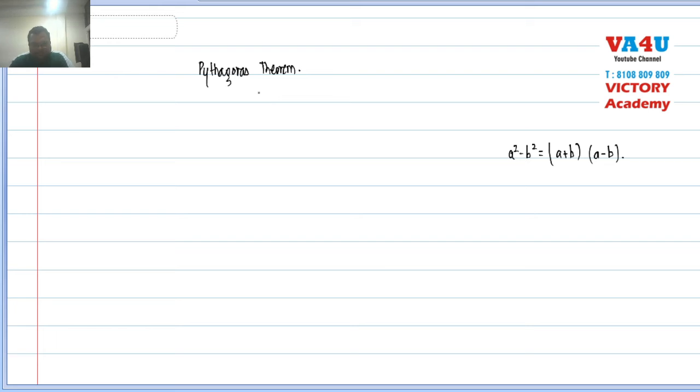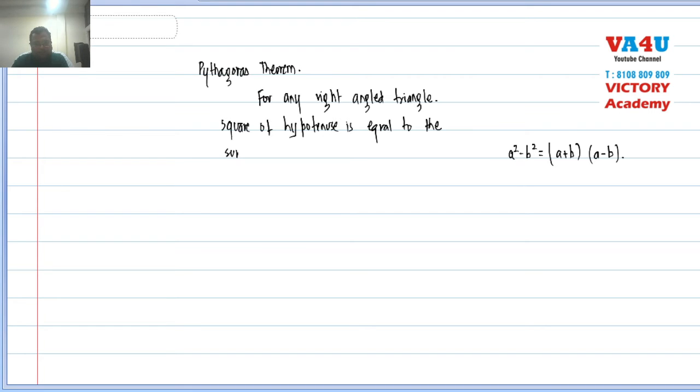So what is Pythagoras theorem? For any right angle triangle, square of hypotenuse is equal to the sum of the squares of the perpendicular sides.